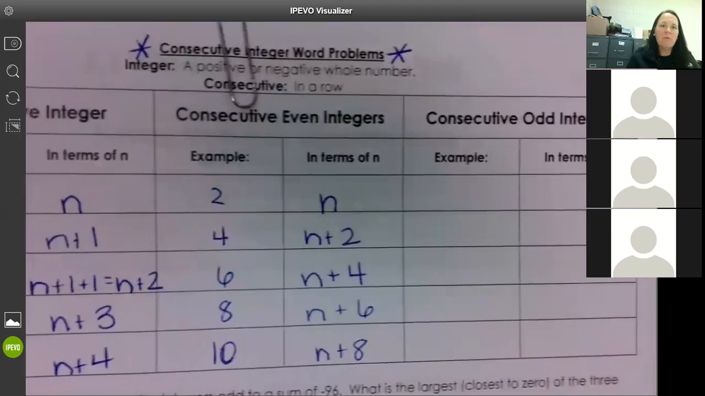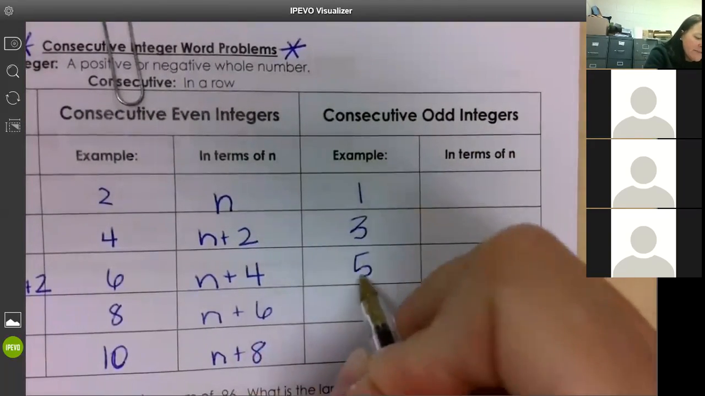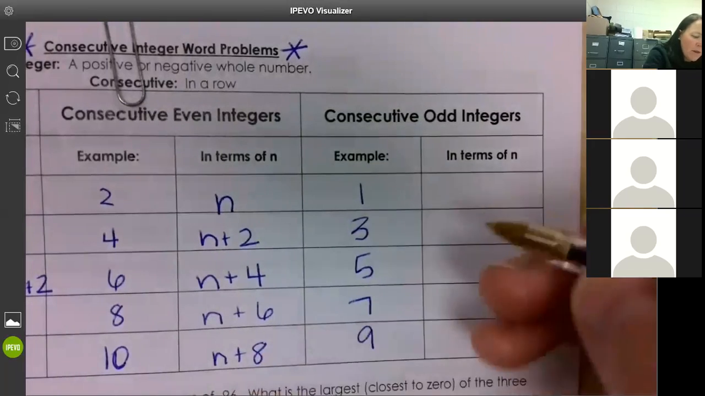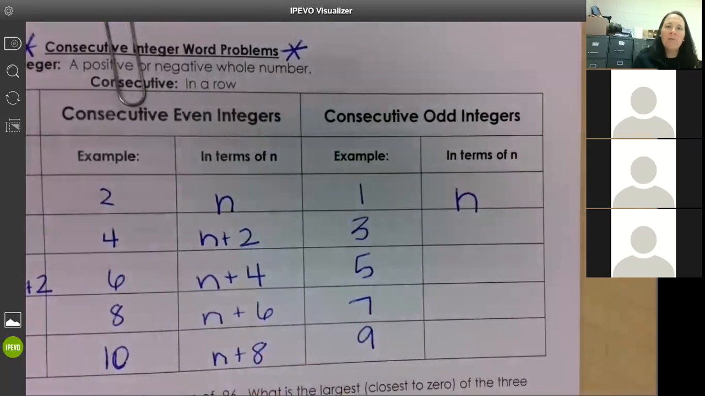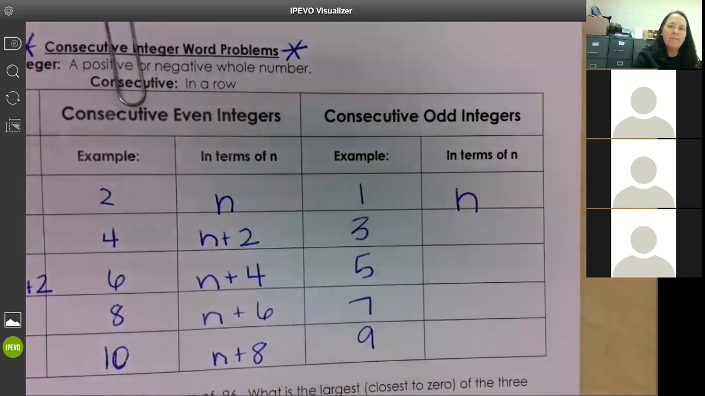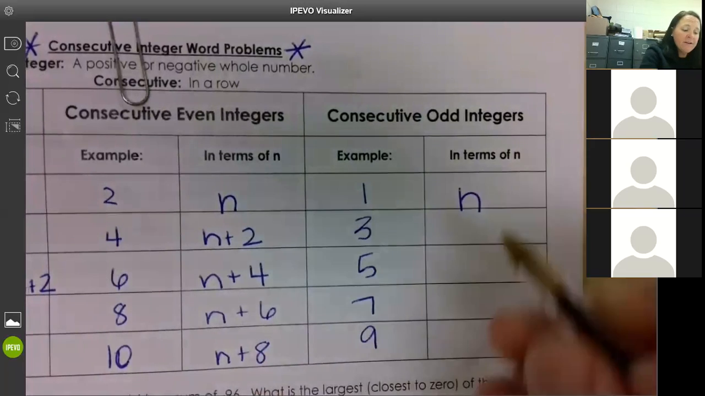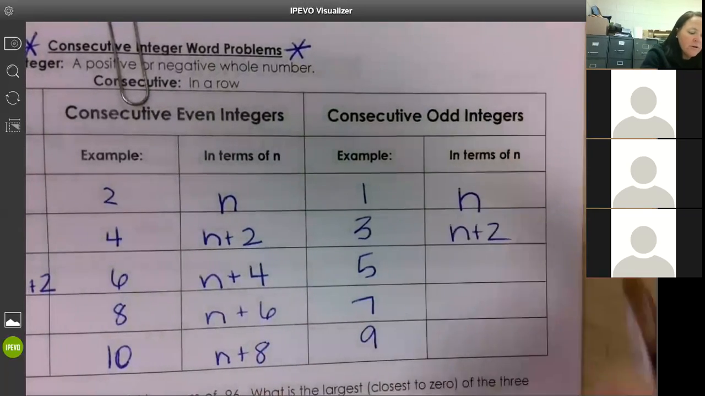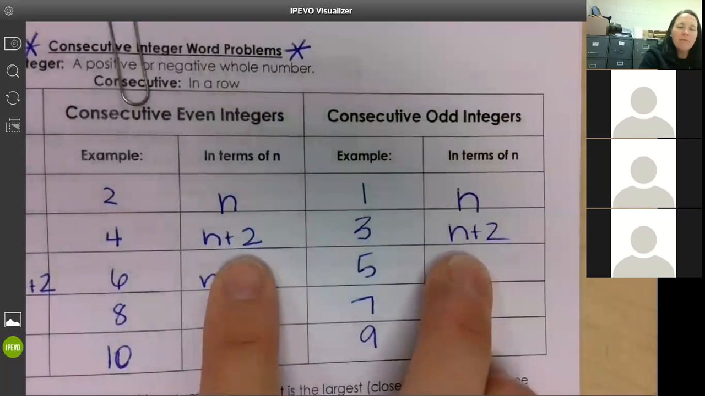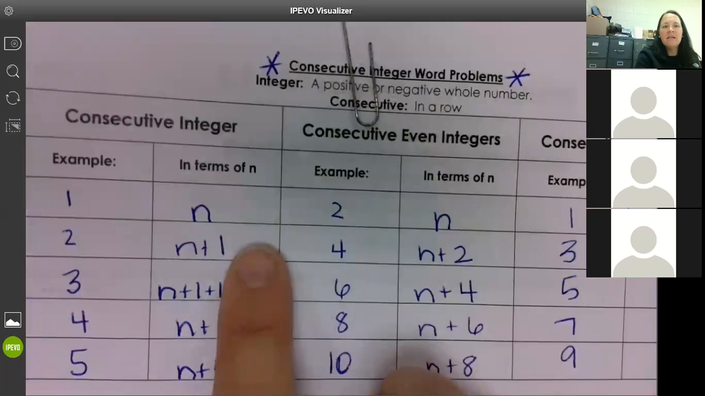All right, now be careful on this one. This is the one that trips people up. Our example was 1, 3, 5, 7, 9. We always start with n, no matter what. How do I get from 1 to 3? Add 2. So if you look, these two are actually the same. What happens is when it's set up, the answer is either even or odd. So you don't have to worry about that. All you need to know is that you add 2 instead of adding 1.